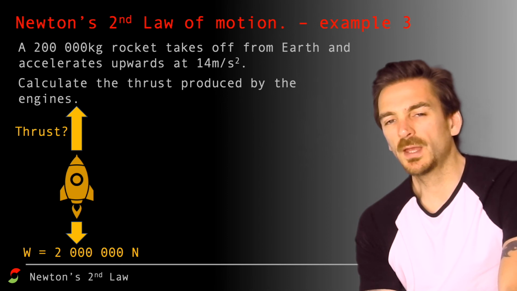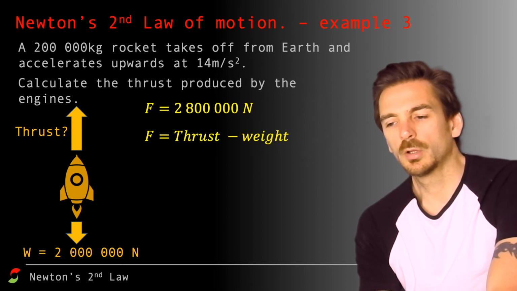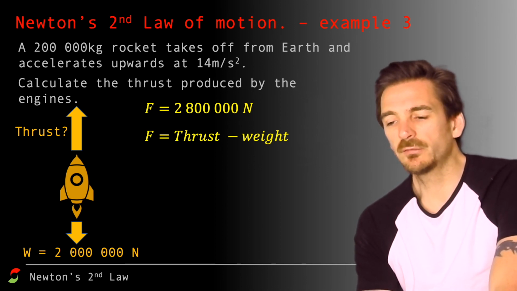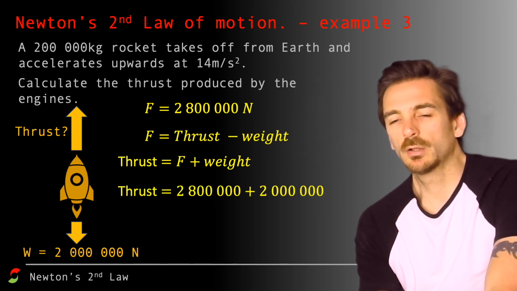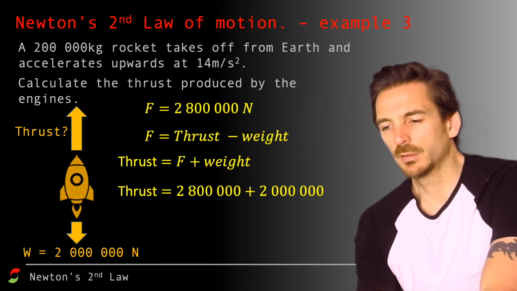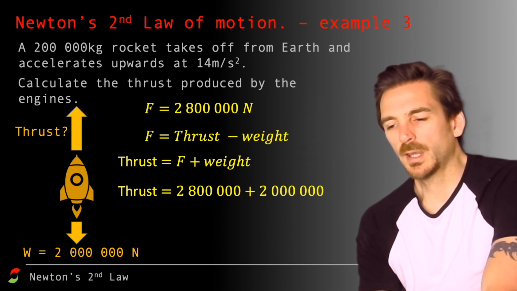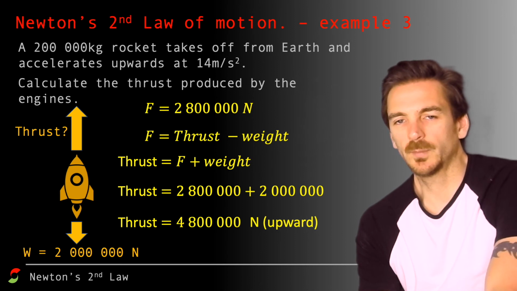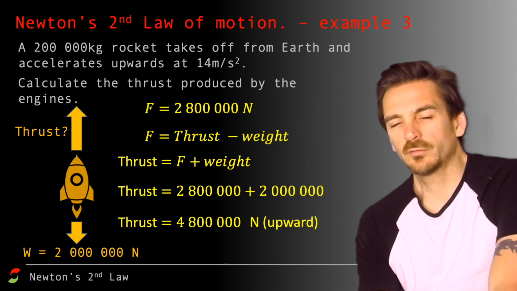And what we can do with that is say, if that's the resultant force, then thrust minus weight must equal the resultant force, which is 2.8 million newtons. Rearranging this, the thrust is going to be the resultant force plus the weight: 2,800,000 plus the 2 million for the weight of the rocket. If we add those together, we get a thrust of 4.8 million newtons, and obviously that's going to be upwards. So that's quite a tricky question to end on.